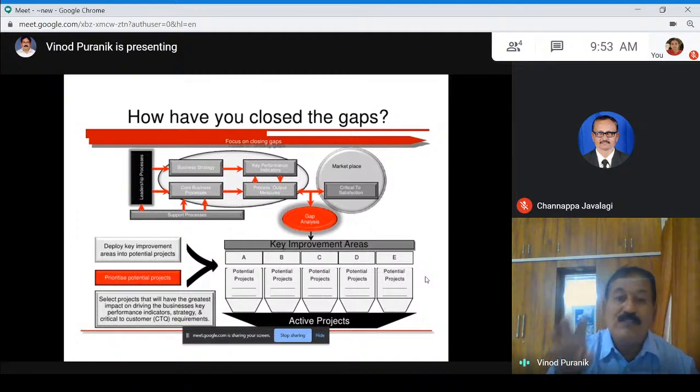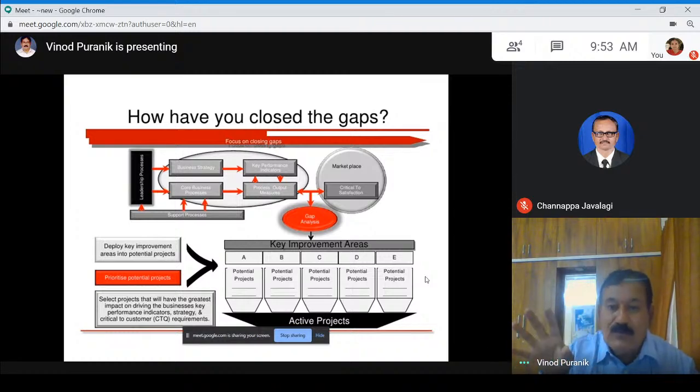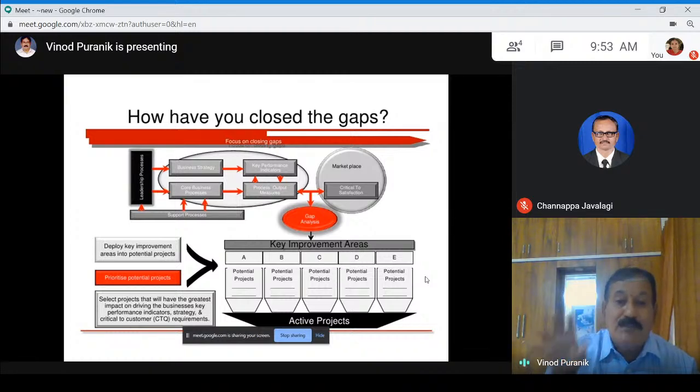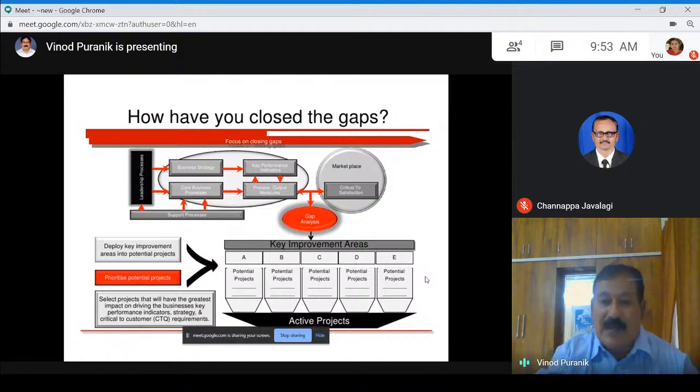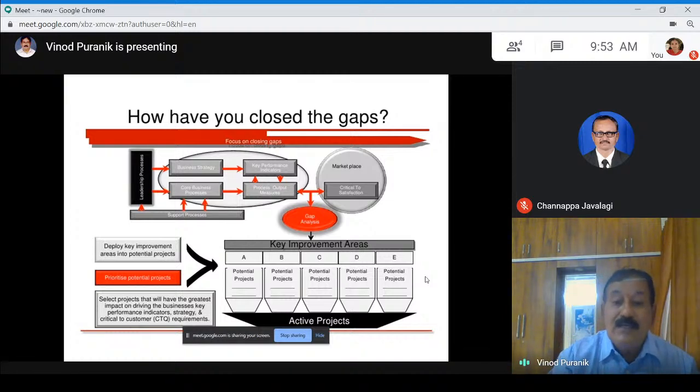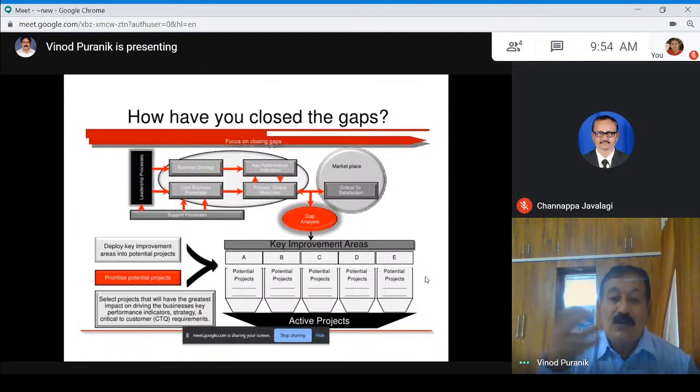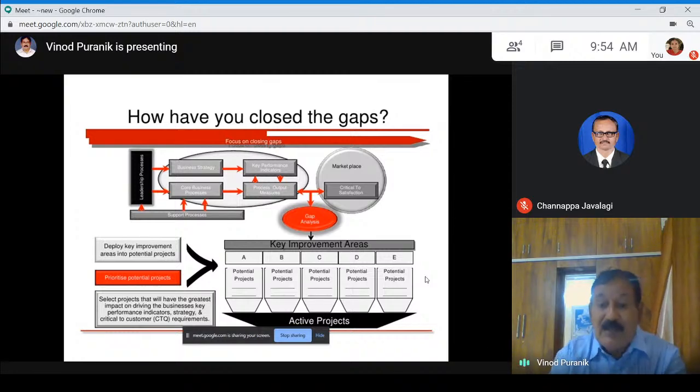So you focus on closing the gaps, whatever they are. It may be a business strategy, or your core business process, or the performance indicators. After looking at the gap analysis, where you stand yourself, you look at the key improvement areas. So what are those? Your potential projects. So this is where Six Sigma comes into the picture. You have to deploy the key improvement areas into potential projects.